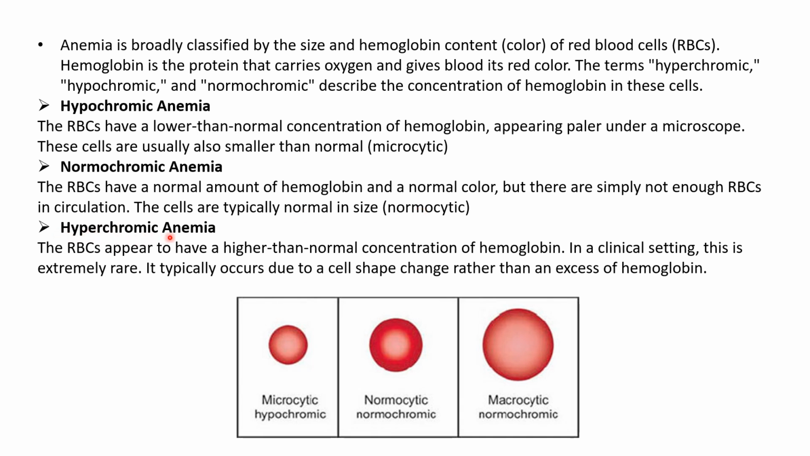Next is hyperchromic anemia. Here, the RBCs appear to have a higher than normal concentration of hemoglobin. In a clinical setting, this is extremely rare. It typically occurs due to a cell shape change rather than an excess of hemoglobin. So this is how a microcytic hypochromic anemia looks like. And this is normocytic normochromic and this is macrocytic normochromic.